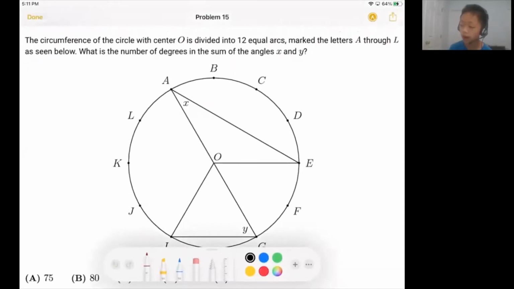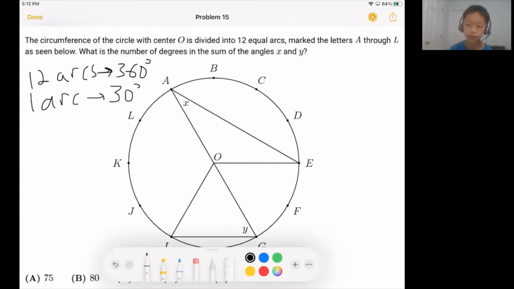In this question, basically, we have 12 equal arcs. We know an entire circle is 360 degrees, since we're going around one circle. So the 12 arcs in total represent 360 degrees, which tells us that one arc is going to be 360 over 12. So each arc represents 30 degrees.